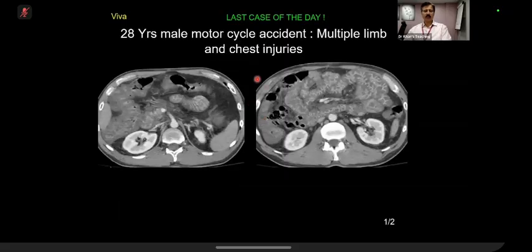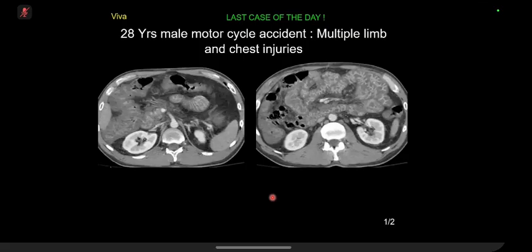Last case of the day. 28-year-old male, motorcycle accident, multiple limb and chest injuries. Over to you. So this is the last case of the day. Those of you who are still with us, there are 500 people. Good. So if you can concentrate on this one, this has come in the exam quite a few times. Okay, so there's hyperenhancement of the small bowel, which appears to be thickened, and there's also hyperenhancement of the adrenal glands with relative hyperenhancement. Excellent. So what is your conclusion?